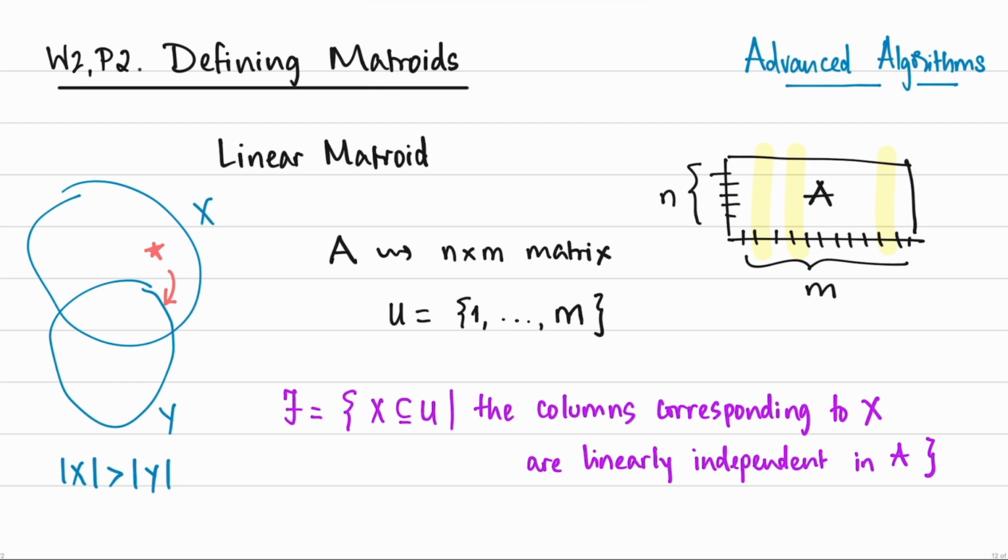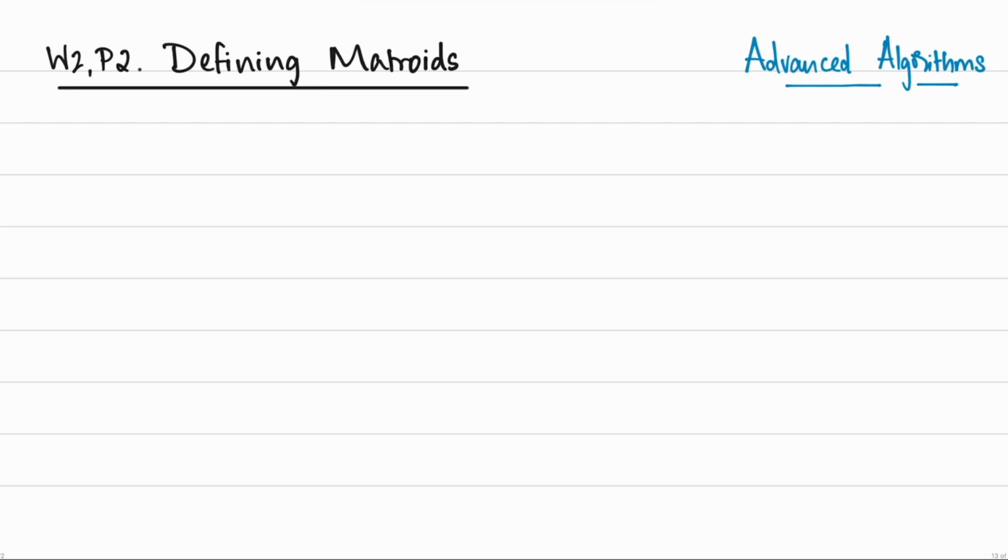Okay, let's look at one last example of a matroid, and this is the so-called graphic matroid. And this brings us back to the example of spanning trees.